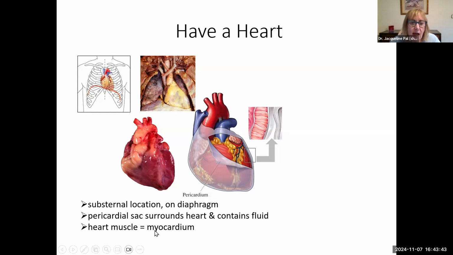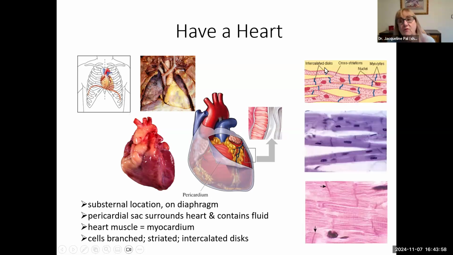Now, the heart muscle itself, we take the prefix myo, which means muscle, and we take the prefix cardi, which means heart. And so it's called the myocardium. Looking at the myocytes, which you remember from when we looked at muscle when we were learning about tissues, cardiac muscle is striated just like skeletal muscle, but unlike skeletal muscle, it is branched so that the cells can talk with other cells. Most of the cells only have one nucleus, but occasionally there will be binucleated cells, but mostly just uninucleated.